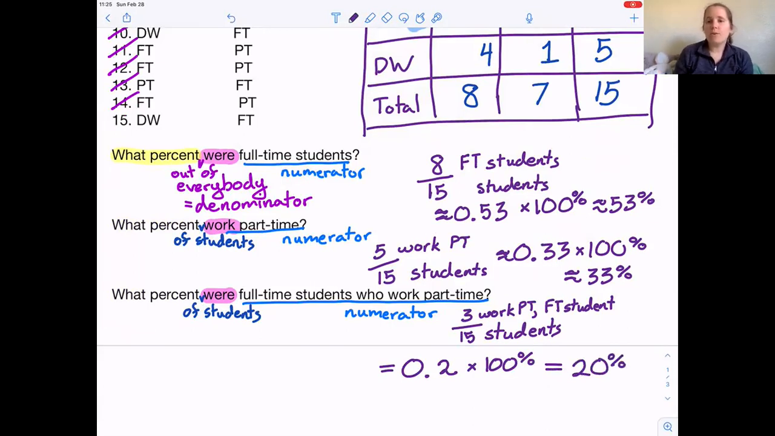All right, so this is how we go about creating two-way tables and reading two-way tables.